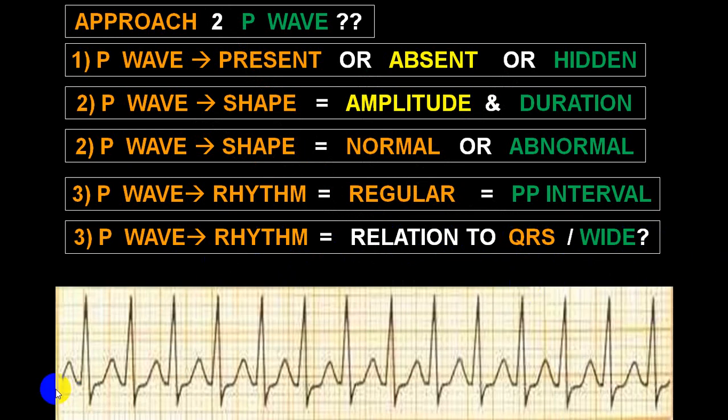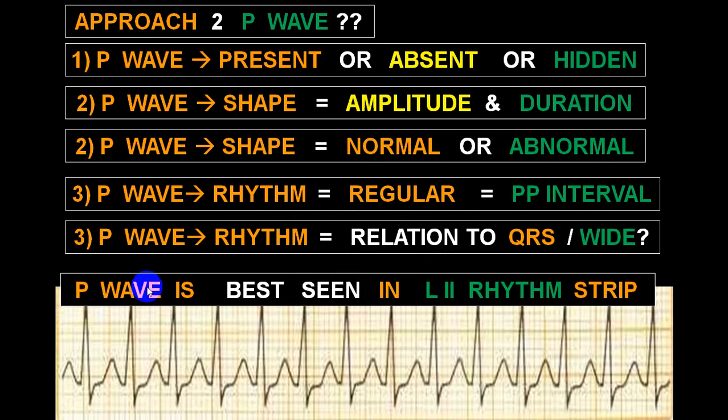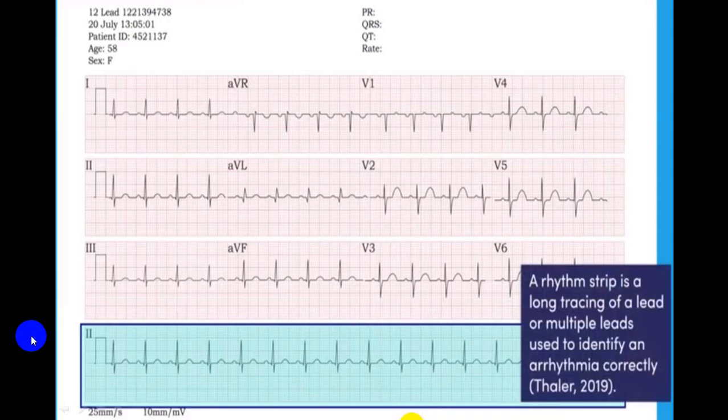Now you can see here, these are QRS complexes. This is not a P wave, this is a T wave. And I can't make out a P wave. So either the P wave is present and hidden in the T wave, or the P wave is not seen. Two possibilities. So P wave is best seen in the lead 2 rhythm strip. So try to have that particular strip.